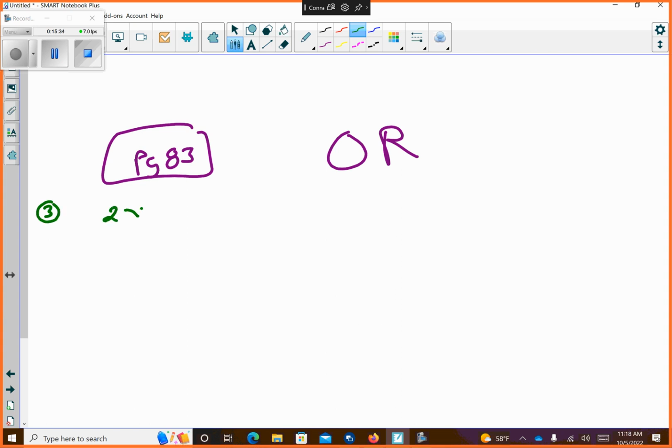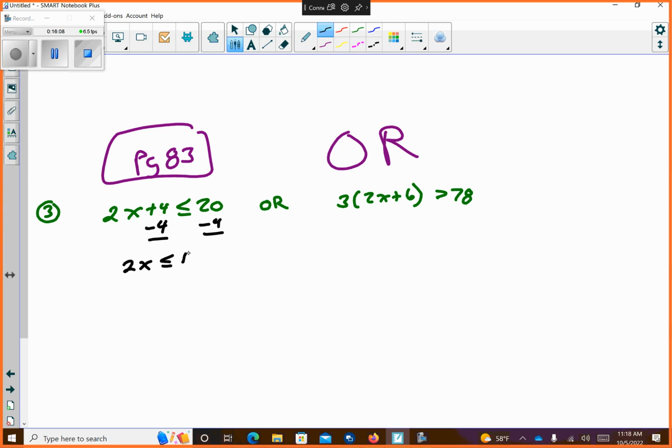All right, so I'm going to take a look at problem number 3. I have 2x plus 4 is less than or equal to 20, or I have 3 times the quantity 2x plus 6 is greater than 78. We're going to solve each one individually. Then I have to do a number line because it's easier for me. And then I'll do the interval notation. So if I subtract 4 from both sides, do you agree so far? I didn't have to flip the problem over because I already had the letter on the left side. What's my next step on solving this one? Divide by 2. Good.